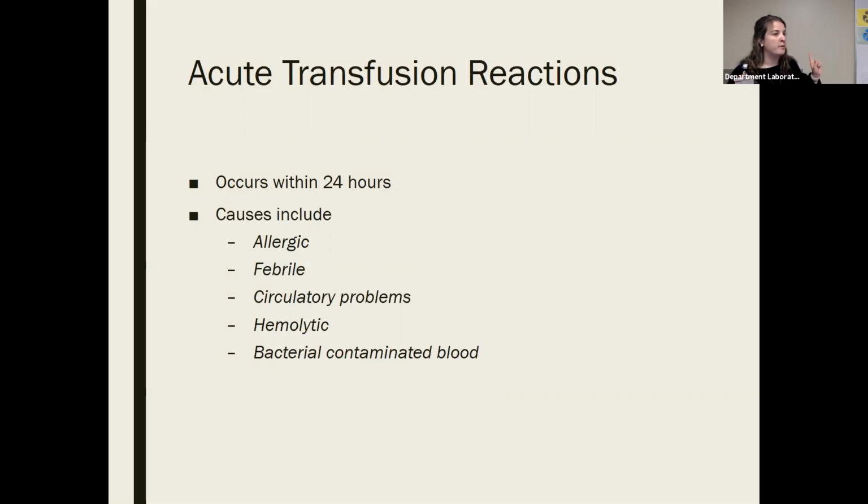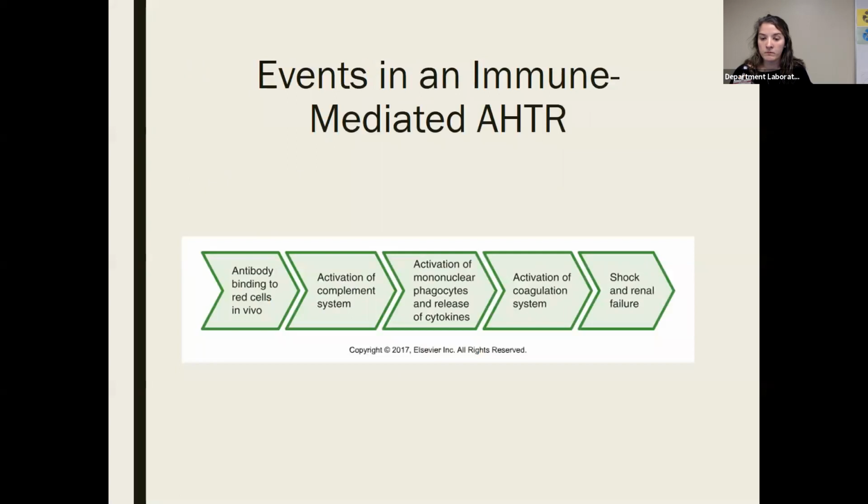And those causes could be allergic, all right, meaning your patient complaining of hives or itching. Febrile, all right, meaning that your patient developed a fever. Circulatory problems, hemolytic, bacterial contamination, okay? So this is just what happens in an acute immune-mediated transfusion reaction. And AHTR, you guys probably need to get familiar with these abbreviations. That is an acute hemolytic transfusion reaction, okay?